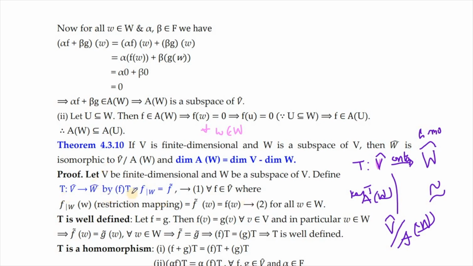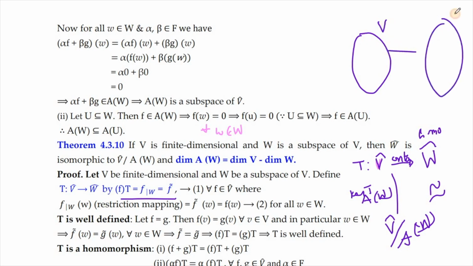So you define, how are we going to define? For this we are using the restriction mapping. The restriction mapping is defined this way. We consider f to be a mapping from V to F. Suppose I consider small f to be a linear functional, which means it's a mapping from V to F. Now in V we have W to be a subspace. So we know very well how f takes all the elements of V to F.